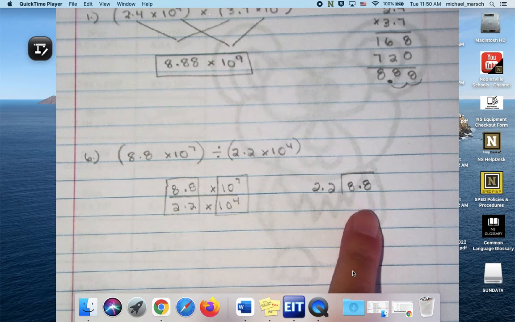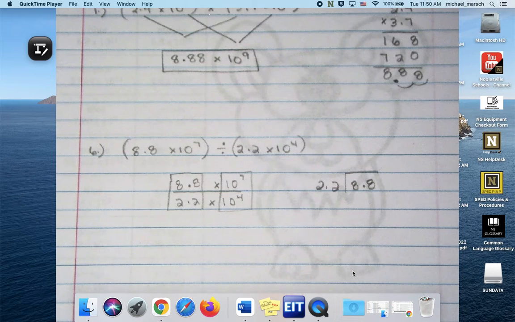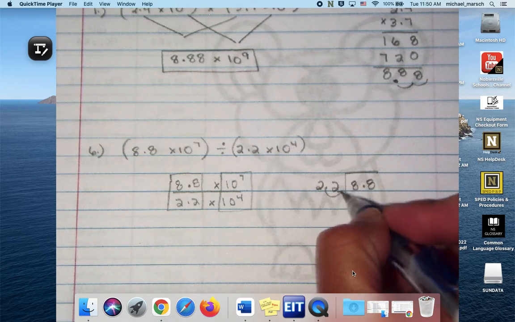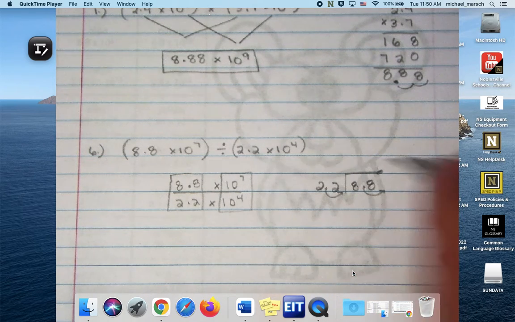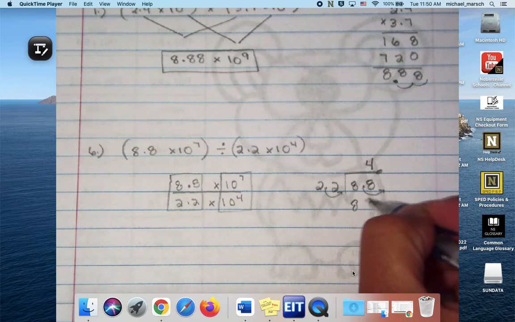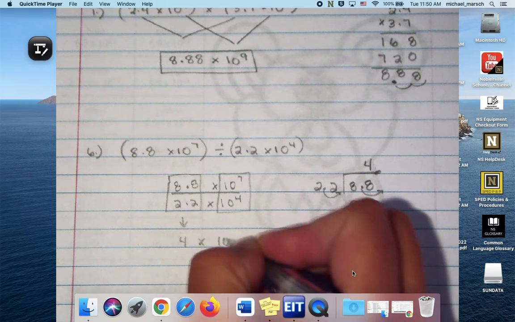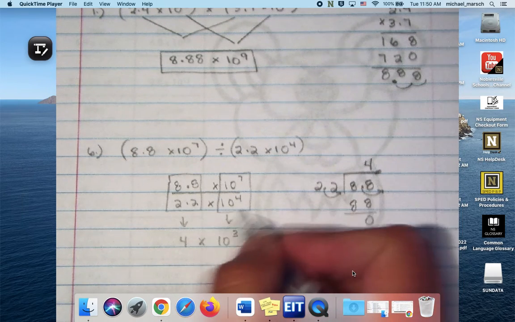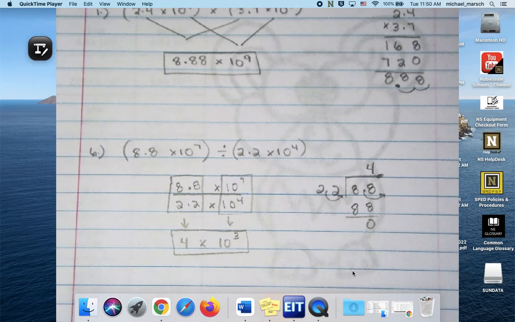I set up my division problem, 8.8 divided by 2.2. I have to shift the decimal here, so I have to shift the decimal here. How many times does 22 go into 88? 4 times. Exactly 4 times. So I'm going to get 4 times 10 to the 3rd power, because 7 minus 4 is 3. Make sure to look out that things are in proper scientific notation and shift the decimal and fix the exponents as needed. So this is what you guys are going to do.